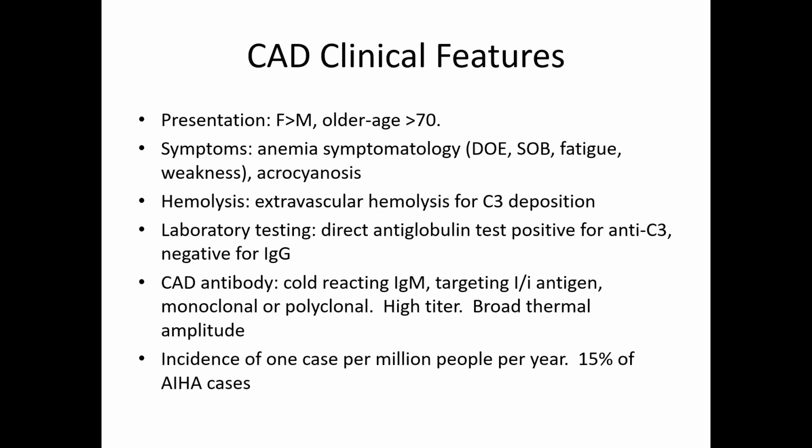So these antibodies can be monoclonal in nature or polyclonal. For them to be clinically impactful, they typically have to have high titer and broad thermal amplitude, and we'll talk about that. The incidence of this is typically 1 case per million people per year, and cold agglutinin disease represents about 15 to 20% of all cases of autoimmune hemolytic anemia.